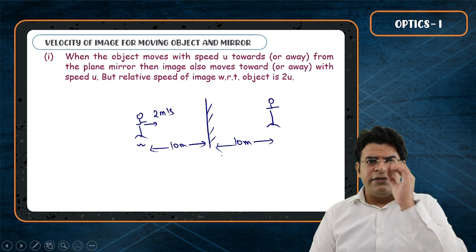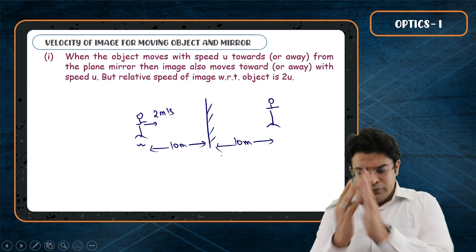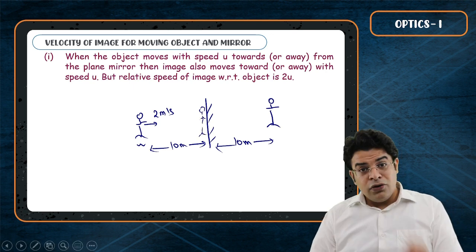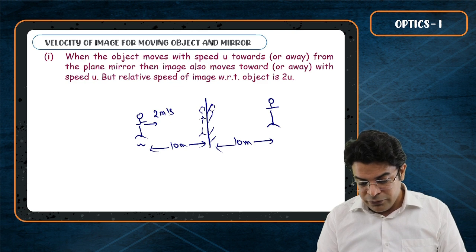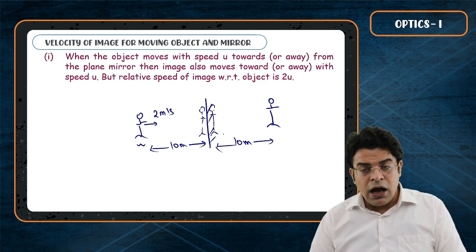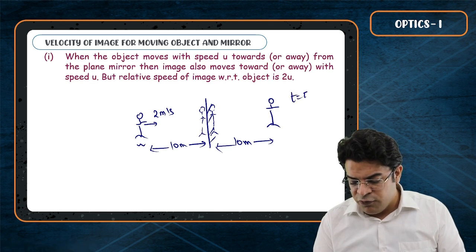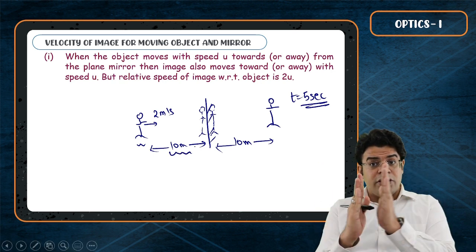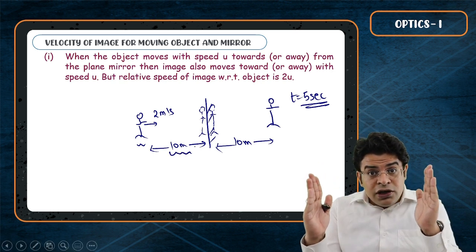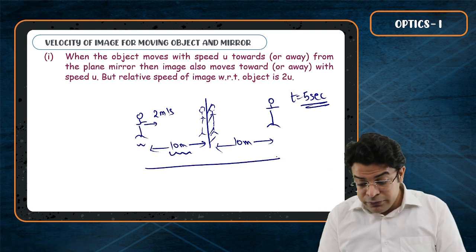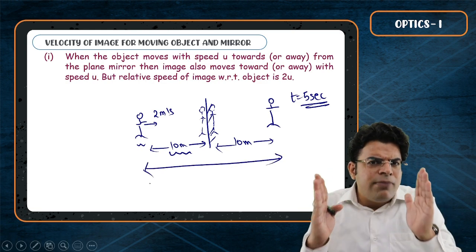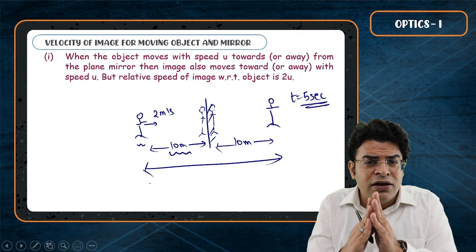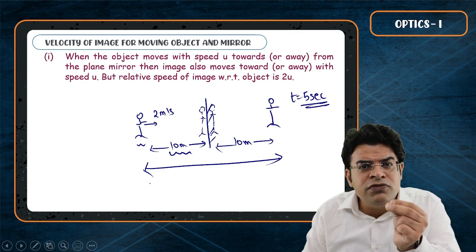At time equals 5 seconds, you would have reached the mirror. You will be standing next to the mirror, and your image will also be standing next to the mirror. I ask you, in the same time frame of 5 seconds, the distance between you and the mirror decreased by 10 meter, but the distance between you and your image decreased by 20 meter. So if in the same 5 seconds the separation between you and your image decreases by 20 meter, what is the speed of your image with respect to you?